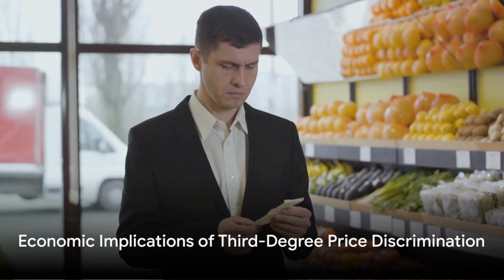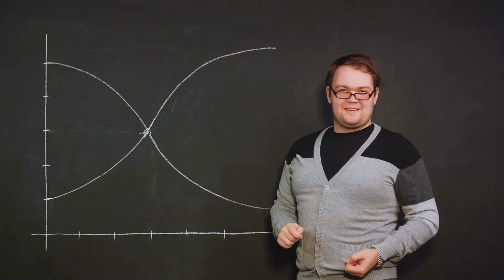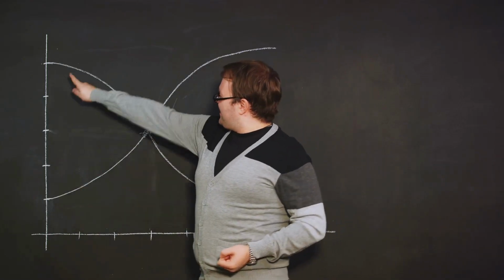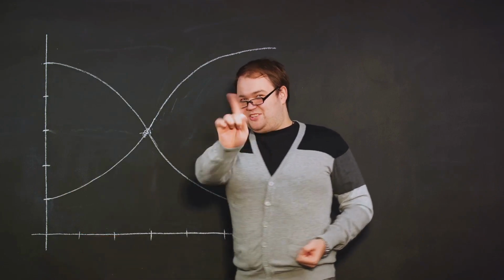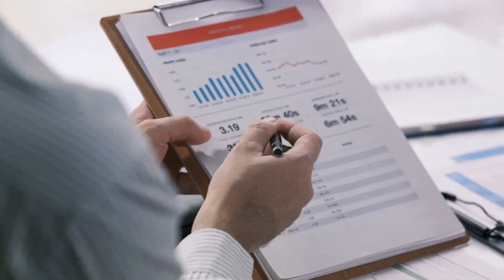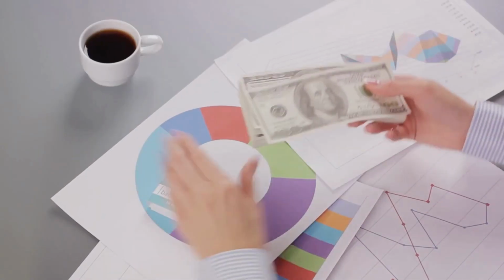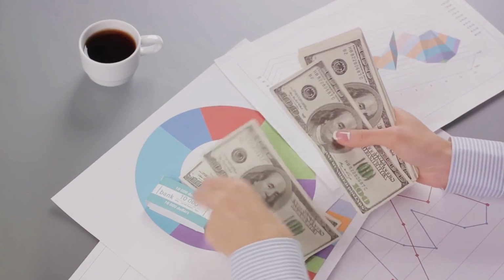Now let's delve into the economic implications of third-degree price discrimination. In terms of consumer surplus, it usually decreases. This is because some consumers are paying more than they would under a single price. For producer surplus, it generally increases. The firm is able to capture more of the market's willingness to pay, and hence makes more profit.